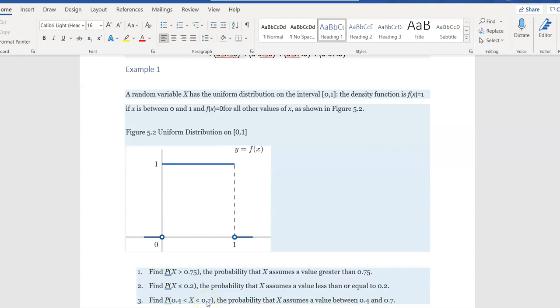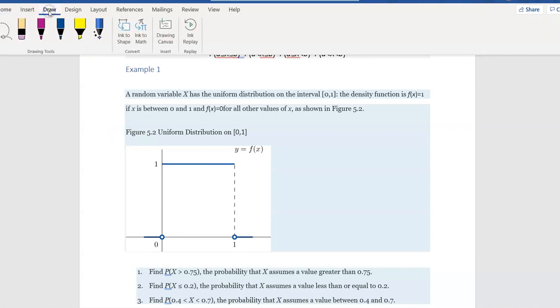Now, we're just going to use the idea of area under a curve. I'm going to use my little draw feature. Now let's notice x greater than 0.75. So I'm just going to estimate where 0.75 is on the x-axis. We'll just say right about there. 3/4 of the way to 1.